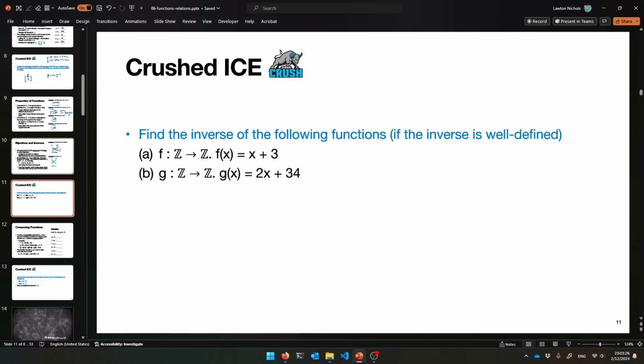So first of all, to have an inverse function, it needs to be invertible first. It needs to be both one-to-one and onto. You better check that.